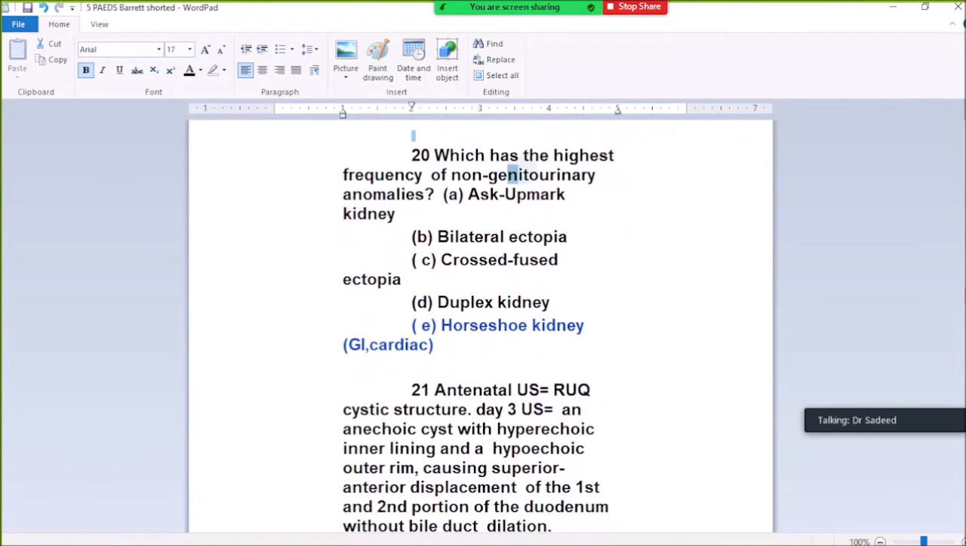20. Which has the highest frequency of non-genitourinary anomalies? Horseshoe kidney. Horseshoe kidney is also associated with GI tract and cardiac anomalies. So the highest frequency of non-genitourinary anomalies is horseshoe kidney.